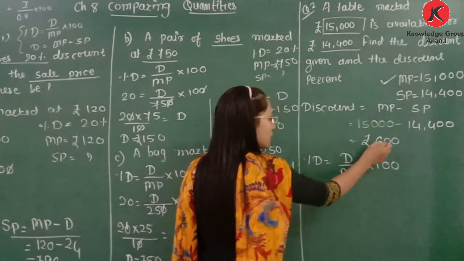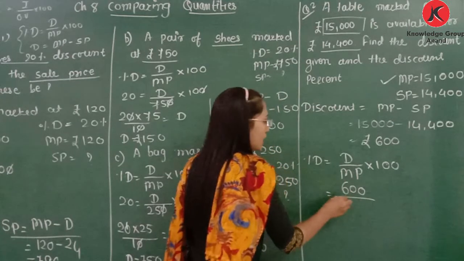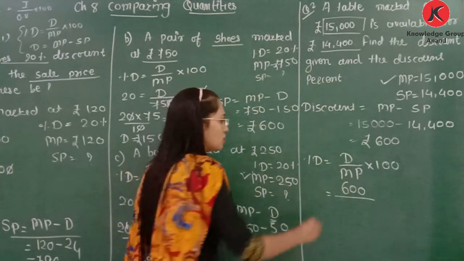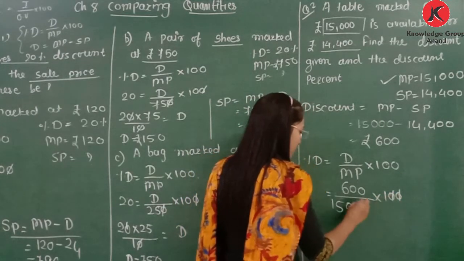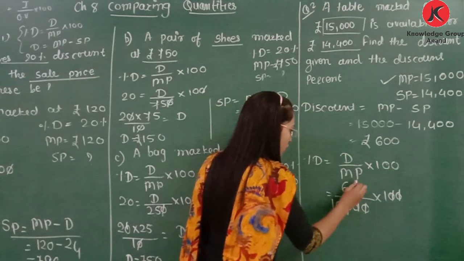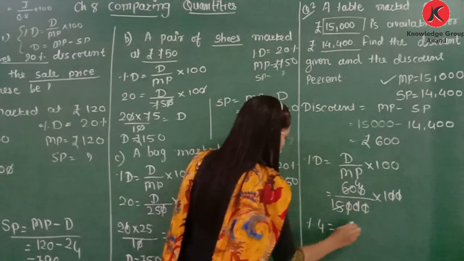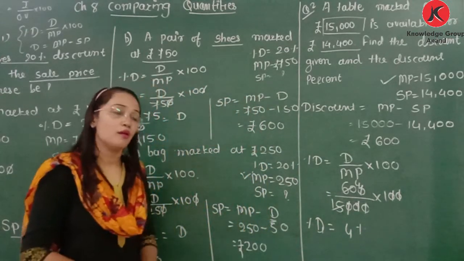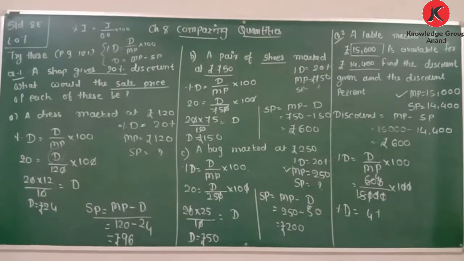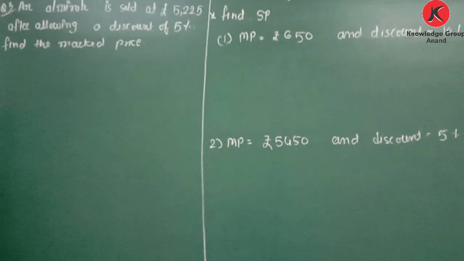So here we found the discount in rupees, that is 600. Here we need to find percentage discount. So it is 15,000 and multiply, 0 cancel here, 4. So discount percentage is 4%. Clear? So this way you can solve the example when mark price is given. Now next question is, an almirah is sold at rupees 5,225 after allowing a discount of 5%, find the mark price.